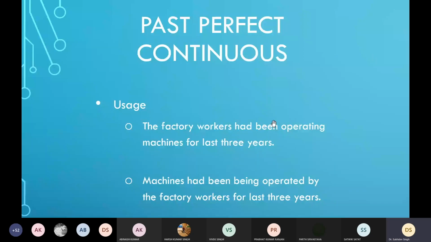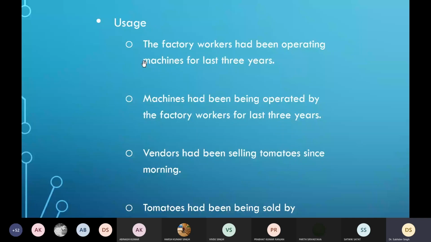Now we will convert it into passive voice. Machines over here are being acted upon by factory workers. That's why it's the object in the first sentence. So this object will be placed in the position of the subject over here. Had been will remain the same because had been was here. We will add being, and after that the ing form will be converted into the third form. We will add by after that, and then the factory workers, which were the subject in the first sentence, will come as object here, and then the rest, for last 3 years.